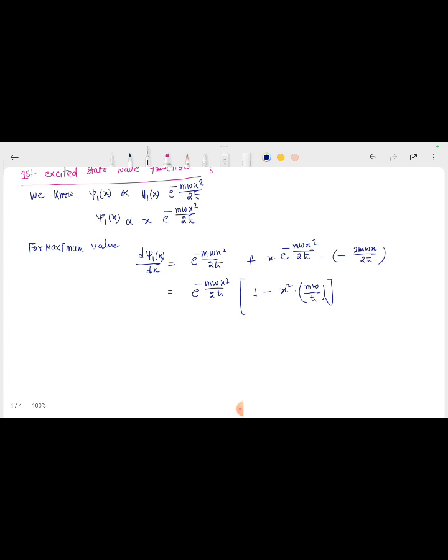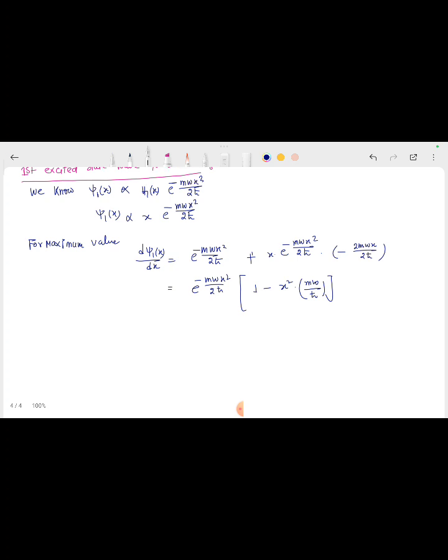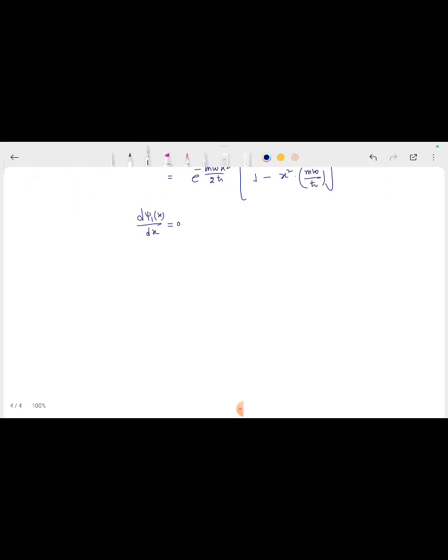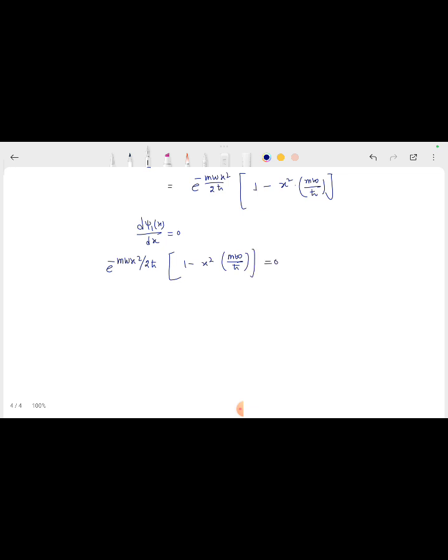Next we take the first derivative equal to 0, d psi 1(x) by dx equals 0. So it is e to the power minus m omega x square upon 2 h cut, times 1 minus x square m omega upon h cut, equals 0. The exponential part is not 0. If we take the exponential part as 0, then the complete wave function is 0. So it is not a valid condition, right? It's not a valid condition.